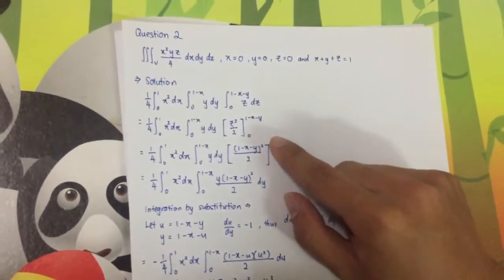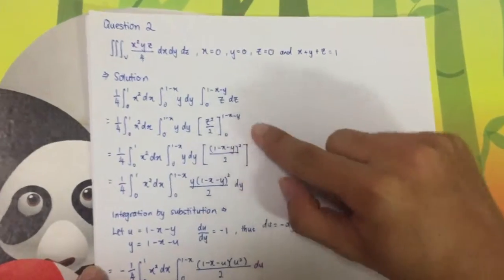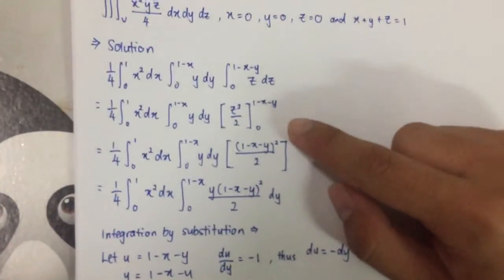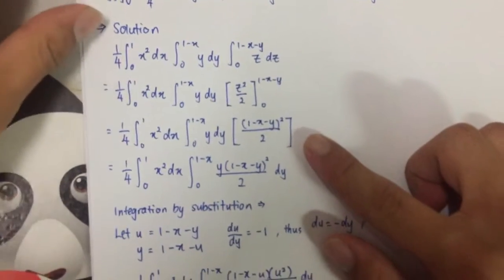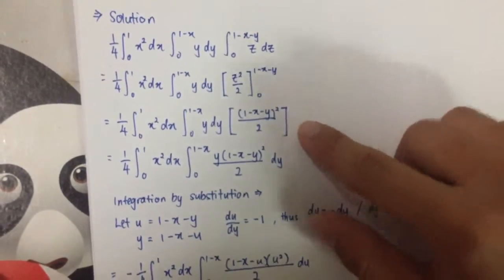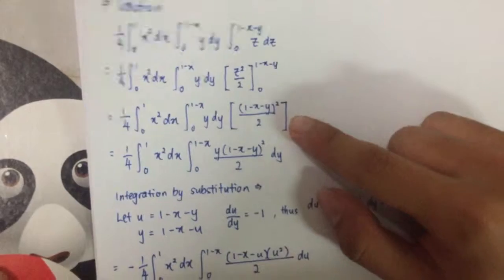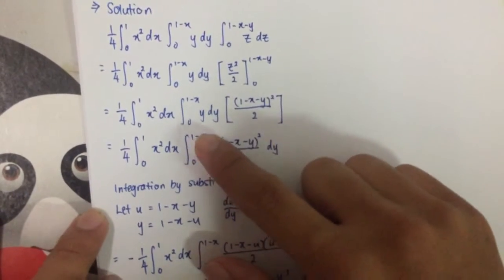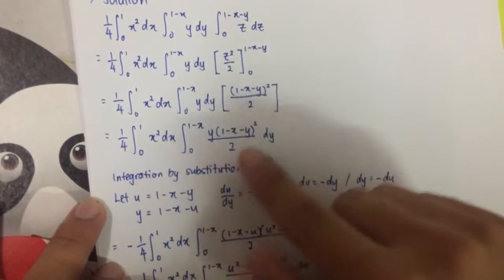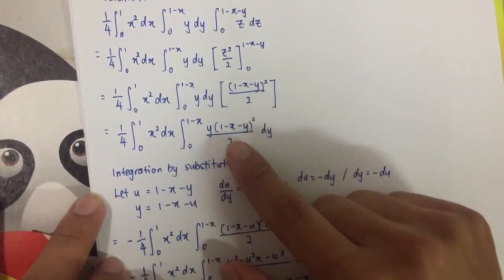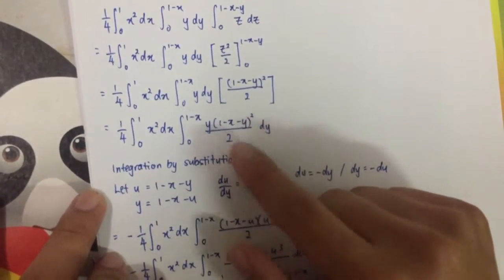And then, okay, next we will start integrating the z part. As you can see, we integrate z, and then we will get this form. After we get z, we multiply it into the y integral, which you can see here. It now becomes y times (1 minus x minus y) squared over 2.